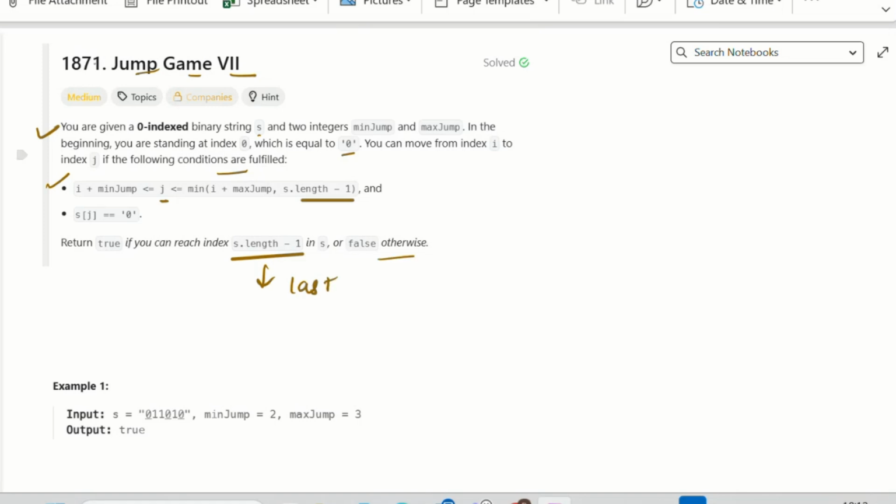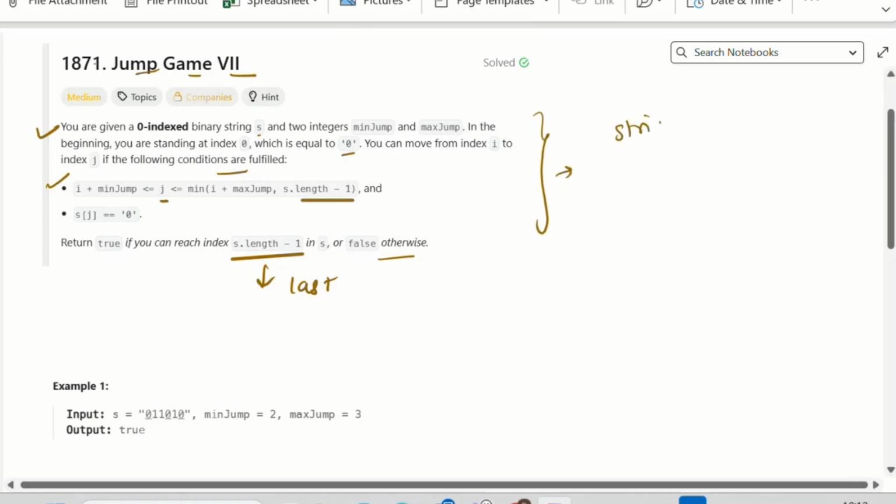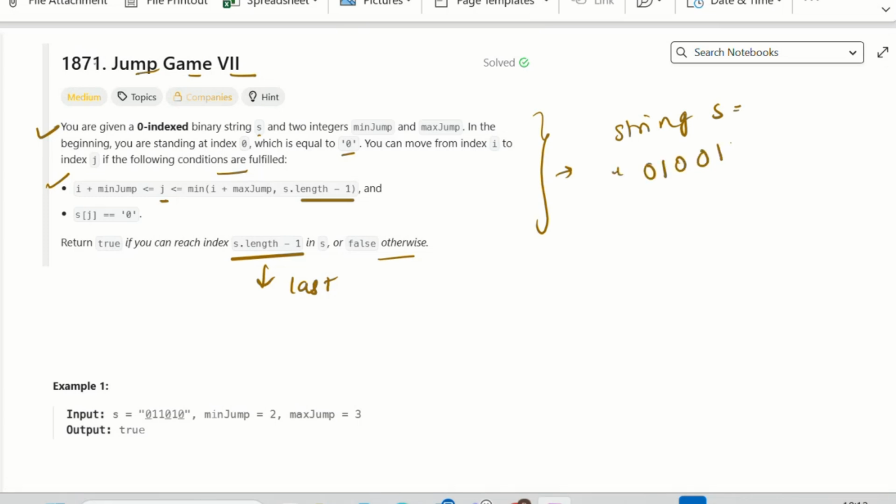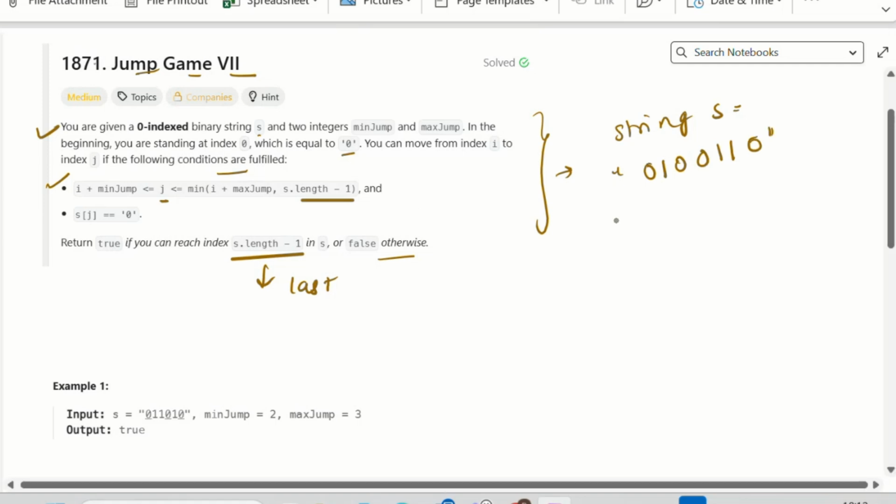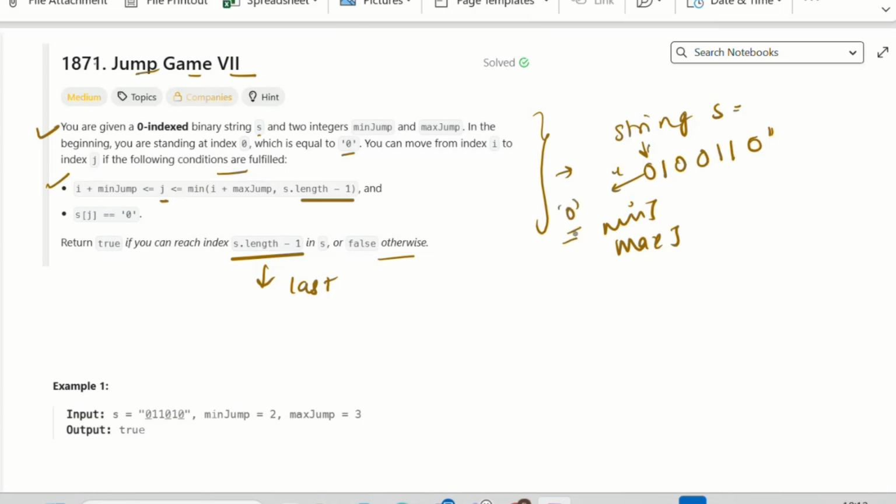So what will basically be given in this problem is a string s which will contain 0 or 1, something like this, and we will be given minJump and maxJump. We need to start from the 0th index. The 0th index will always be 0 only, and it is given in the problem. From the 0th index we can jump to the range from i plus minJump, comma, i plus maxJump.